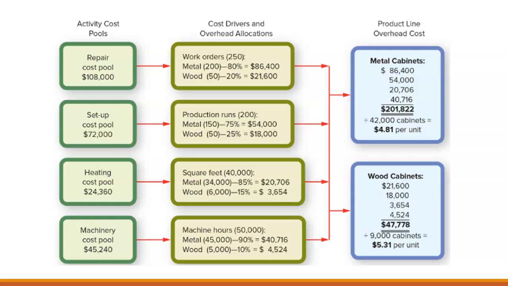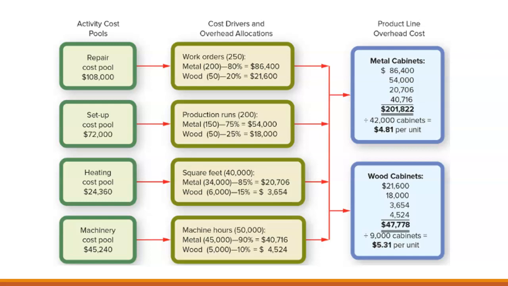And then the last activity base is our machinery utilities. So we decide to separate those out by machine hours. So our rate is machine hours. We would do how much per machine hour. So here we have that the metal filing cabinets take 90% of our 50,000 machine hours, and the wood filing cabinets take 10% of our 50,000 machine hours.